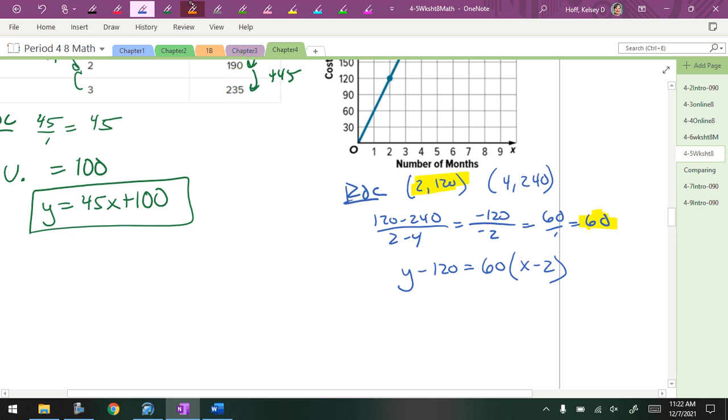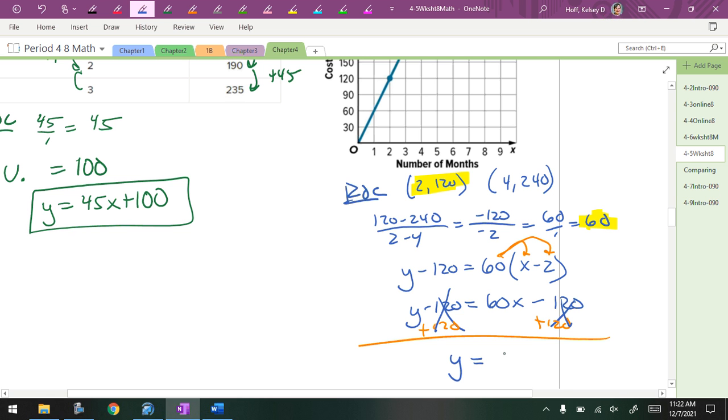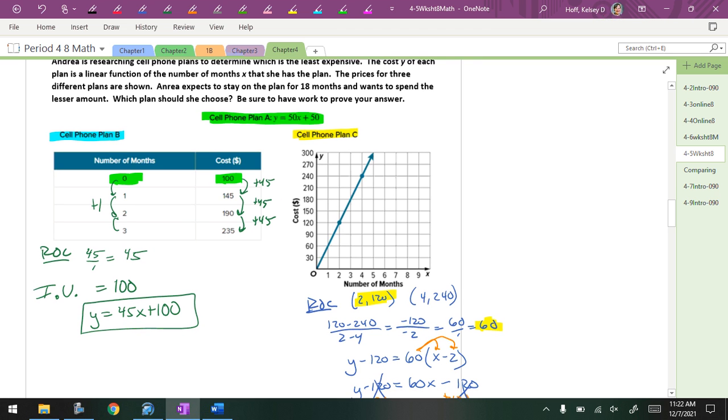Okay. Then I distribute my 60. Y minus 120 equals 60x minus 120. Okay. Then add 120. What happens? They both cancel out. So your equation is actually y equals 60x. Okay. Are we done? We walk away from this problem? What was the whole point of us doing all that?